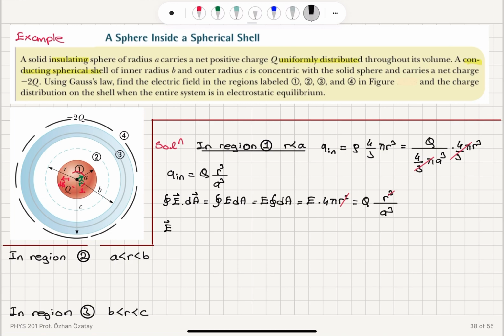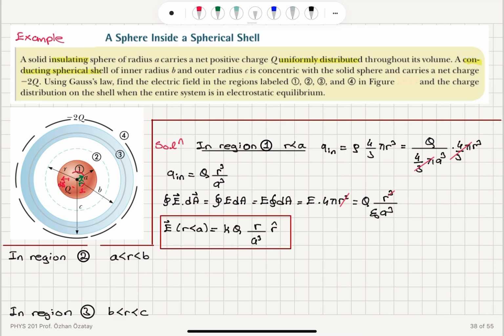in region 1, when r is less than a, q over 4 pi. Okay, so here we also have an epsilon 0, because it's charge enclosed divided by epsilon 0, that's Gauss's law. So the electric field for r less than a will be q over 4 pi epsilon 0, which is Coulomb's constant k, times q, and it's r divided by a cubed in the r hat direction, which is pointing radially outward.